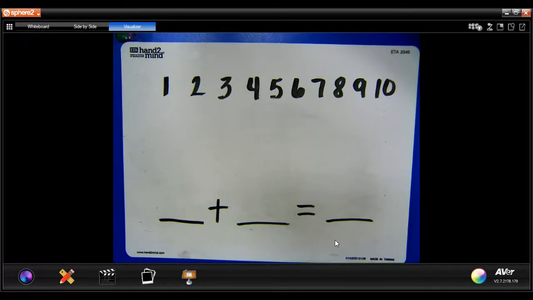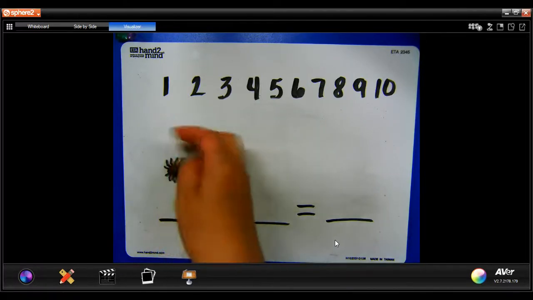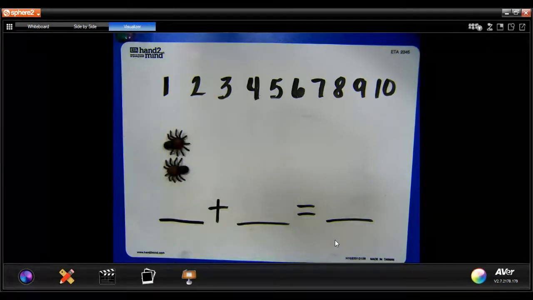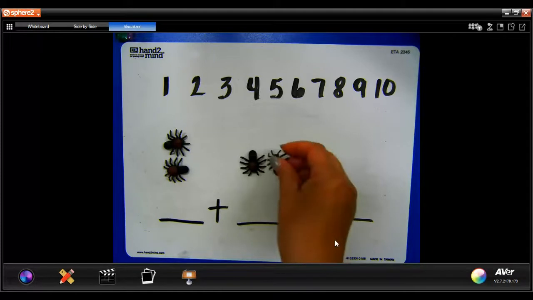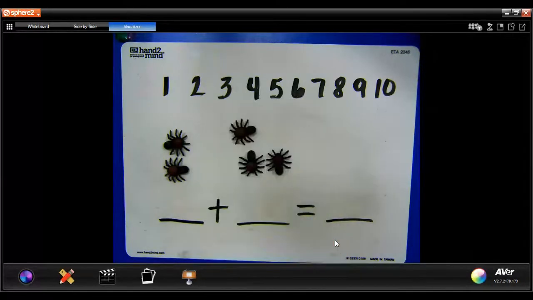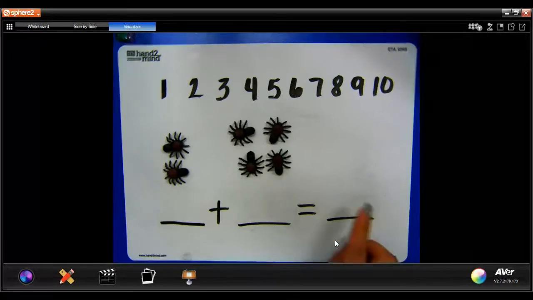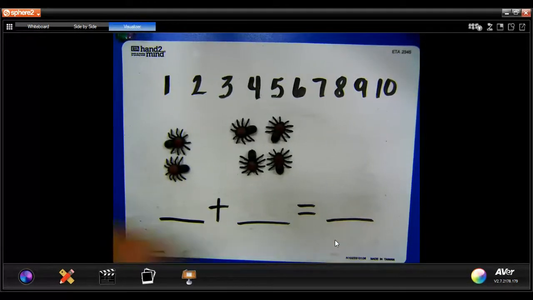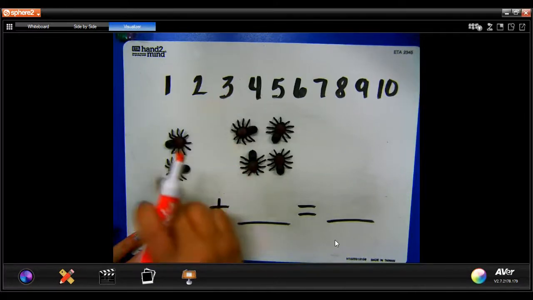We can start like a word problem. So there were 2 spiders on a spider web, and then 4 more came along. How many spiders are there? Okay, so that's where the answer is going to go. So let's do that. So the number that's going to go here is the number of spiders.